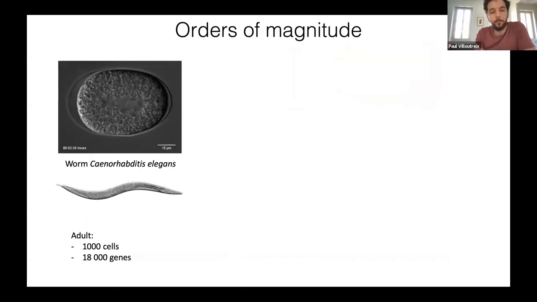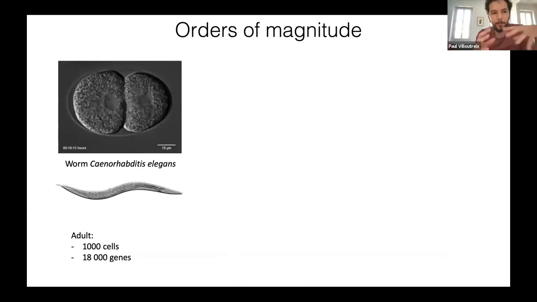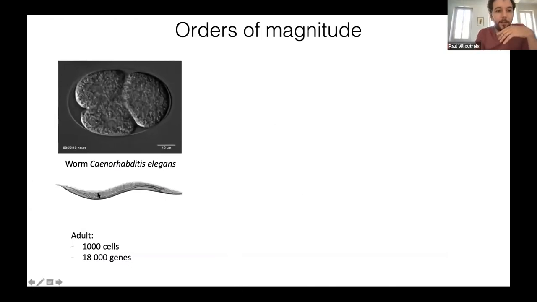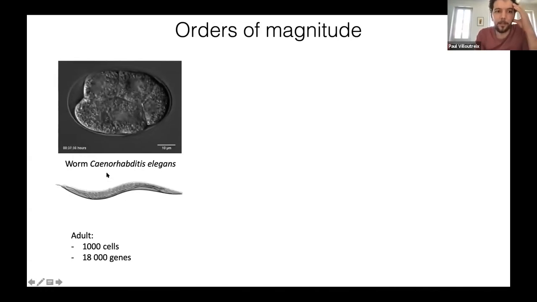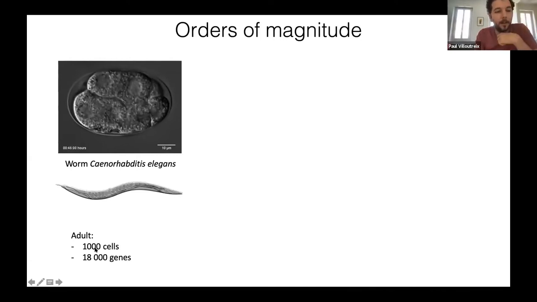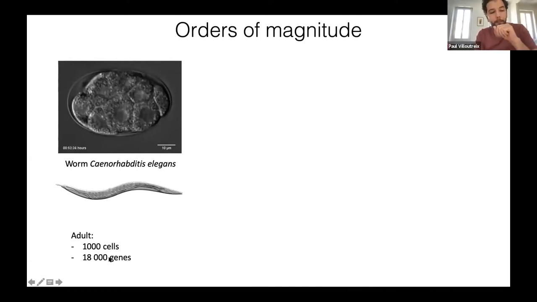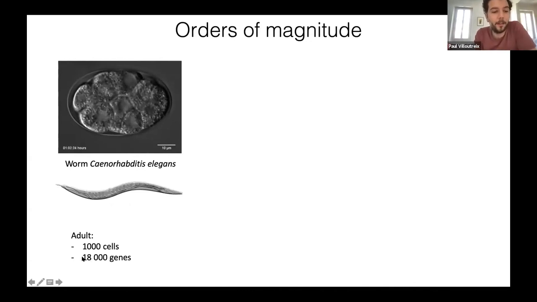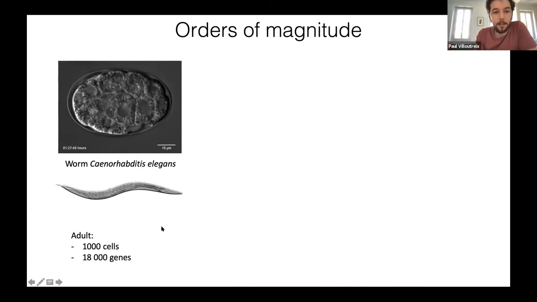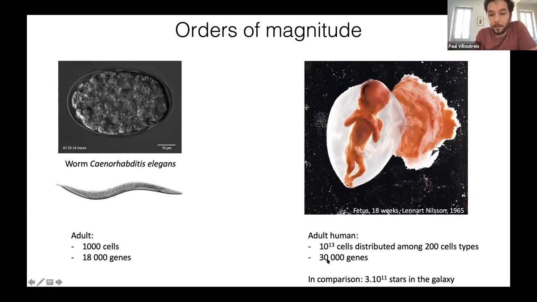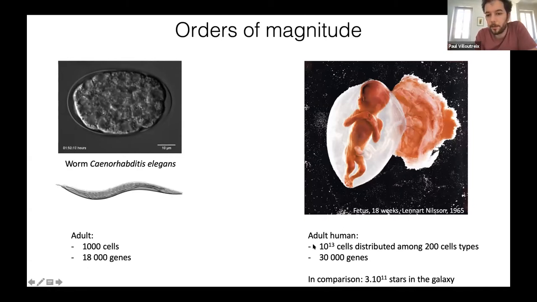Okay, so now that you have a bit of an idea of the dynamics, just a few orders of magnitude. If you take the C. elegans, which is one of the most studied model organisms in developmental biology, you have in the adult stage 1,000 cells and about 18,000 different genes that are differentially expressed during development, and that leads to the various cell types in the adult stage. And in comparison, in the human, you have 30,000 genes, which is not so much compared to the C. elegans. However, the complexity of the organism, of us, is much higher.